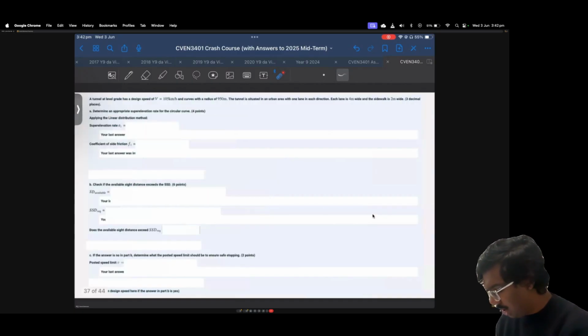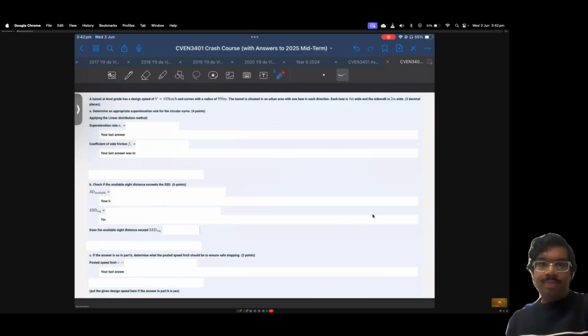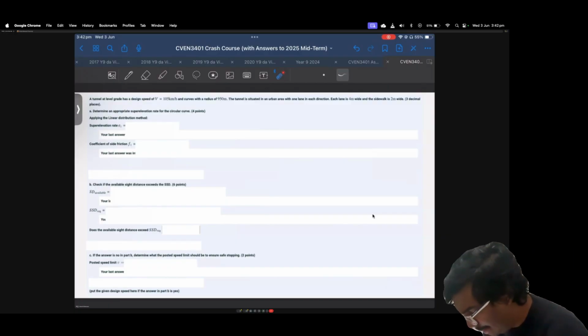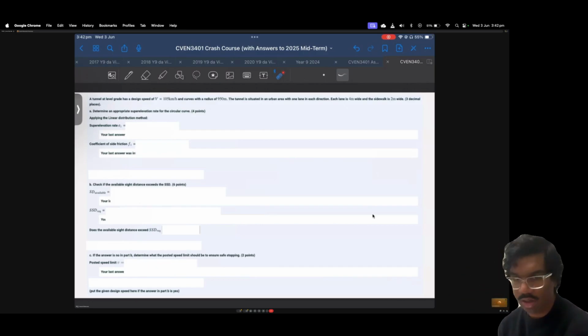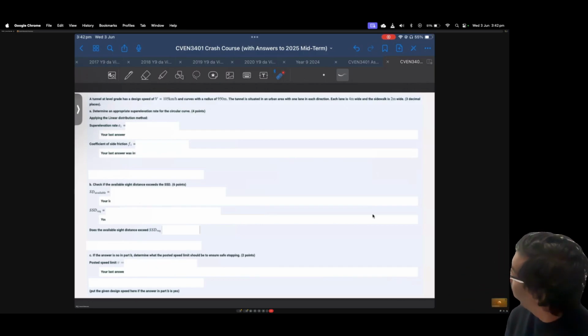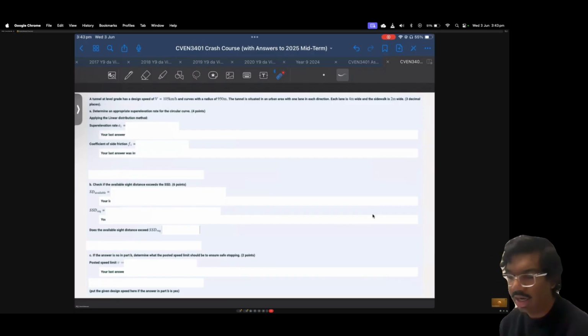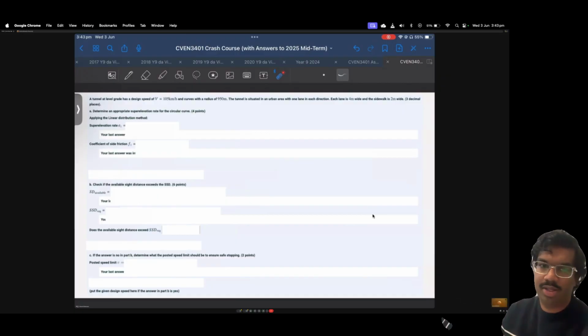So this one is a pretty big one. I'll read through it. So basically, a tunnel at level grade has a design speed of 105 kilometers an hour and curves with radius 950 meters. The tunnel is situated in an urban area with 1 lane in each direction. Each lane is 4 meters wide and the sidewalk is 2 meters wide. So we've seen there's a sidewalk on both sides.